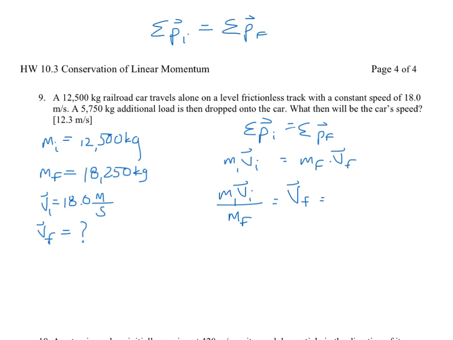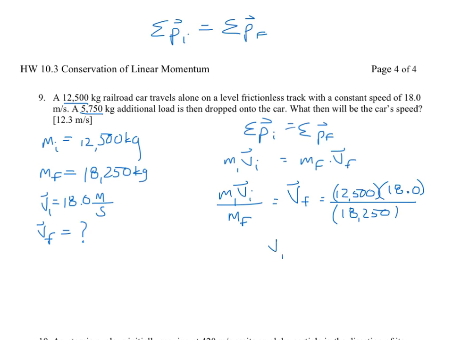So what is mass initial? 12,500 kilograms times the initial velocity, which was 18.0 meters per second. Take that and divide by the final mass, which is 18,250 kilograms. I think I did my math right. I added 5,750 and 12,500 together in my head as the total combined mass of the car and the additional load.